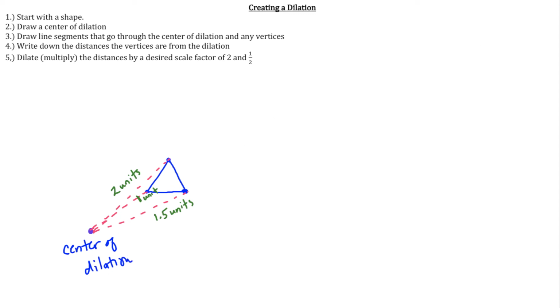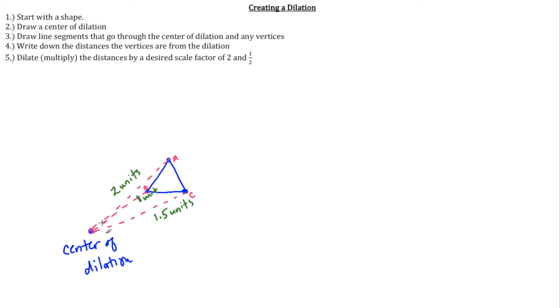And if it's from here to this vertex, I guess I should label the vertices also. It's kind of crowded, but we'll say from here to this, I should probably label A, B, C. Okay, the distance from the center of dilation to A, let's say it was 2 units.